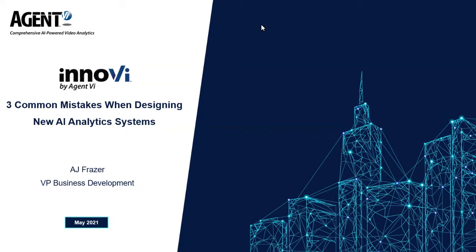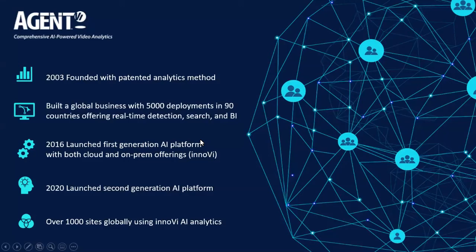So to begin with, if we really want to have a discussion about designing for AI, I want to give you just a little bit of background on Agent VI. This is the only slide I have in the presentation specifically about Agent VI. But we were founded in 2003 with a patent that was designed around the idea of how to break up an analytics pipeline to more efficiently use hardware. In 2003, video analytics was a pretty new thing, and it was actually very hard to run analytics on any of the current hardware at that time.